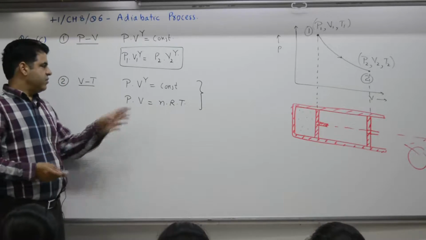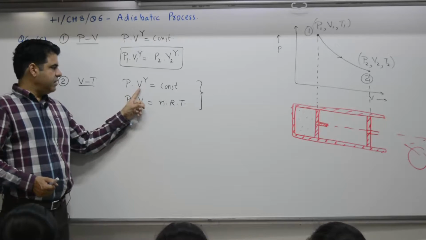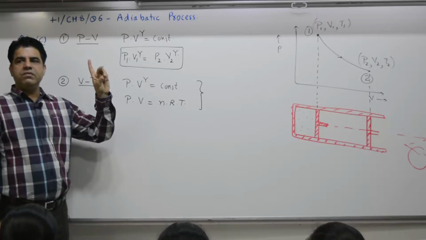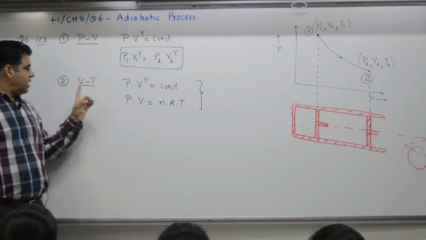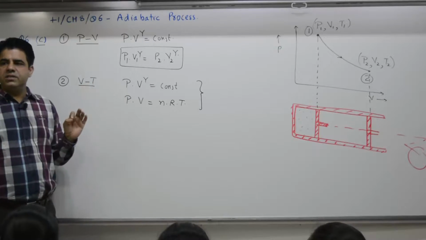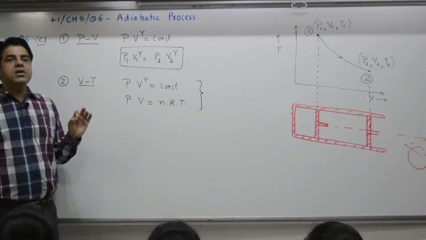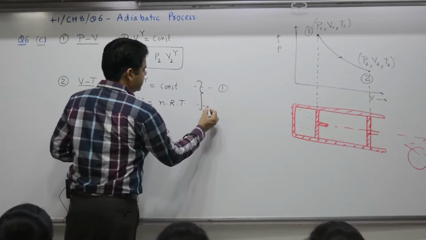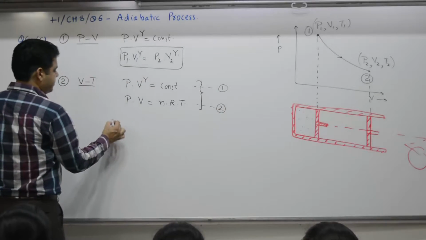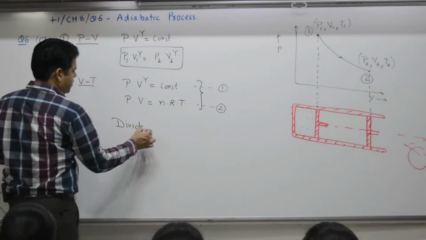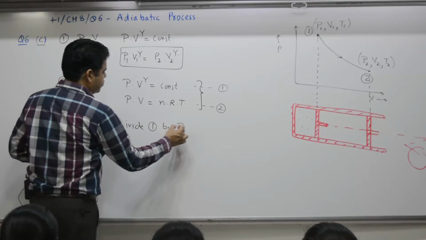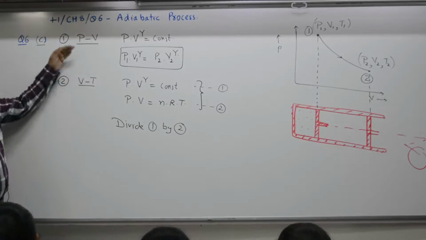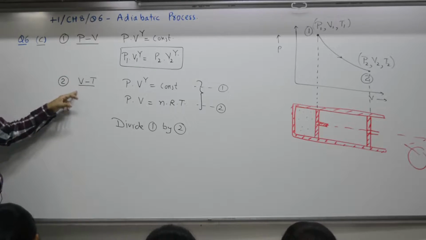There are how many parameters? Gamma is a constant. This is also constant. P, V, T. N and R are constant. There are three parameters, P, V, T. You want relationship between V and T. How to proceed? You have to eliminate P. So if you call this equation 1, this is equation 2, divide 1 by 2. 2 minutes, solve it. 3 minutes total. Write this point, then try this one.